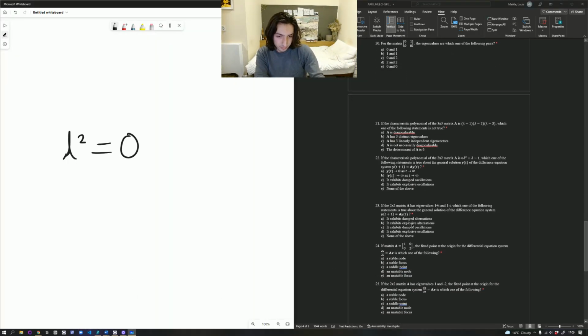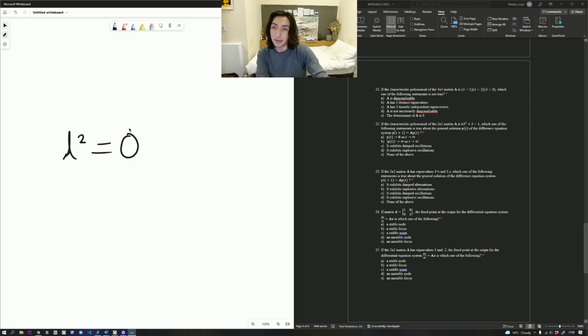Then we have our final 5 here. Hopefully I can explain this in time. The characteristic polynomial of the 3 by 3 matrix is lambda minus 1, lambda minus 2, lambda minus 3. Which of the following statements is not true? A is diagonalizable. Now, diagonalizability has no bearing on this so far. Hold on, let me just get up the thing here while I continuously talk to you so as to not make you bored. Diagonalizability. I'm just searching here.